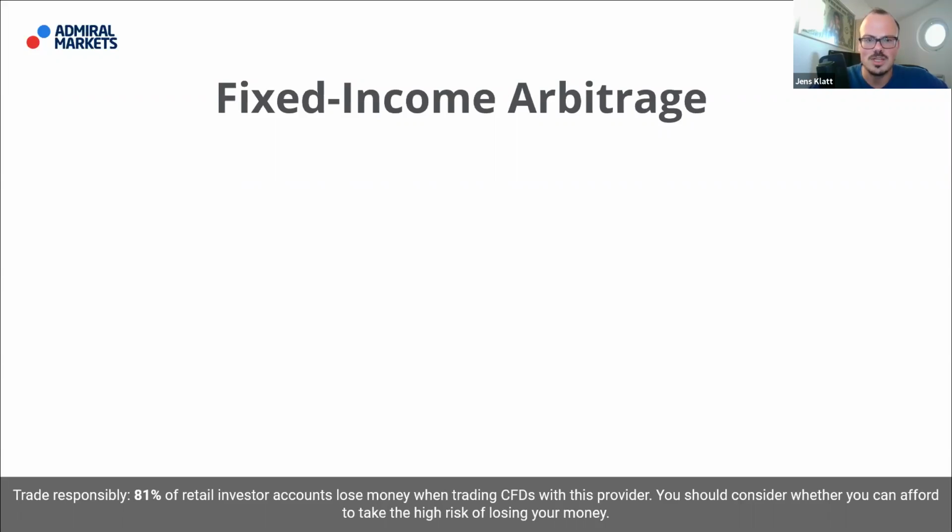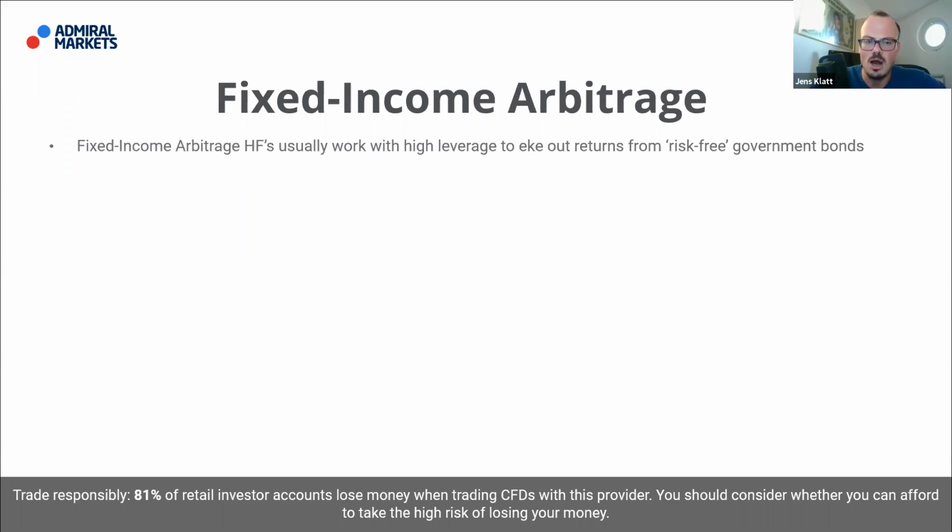So let's come to the next strategy here. In fact, I just have to check the clock. So we are running out of time a little. Let's have a look at fixed income arbitrage. The next strategy, which is obviously looking at yields, respectively bonds. So fixed income arbitrage, and here hedge funds usually work with so-called high leverage. This is very interesting because we've seen that in the market. I will give you a better idea in a few minutes. So fixed income arbitrage usually works with high leverage to eke out returns from risk-free government bonds.